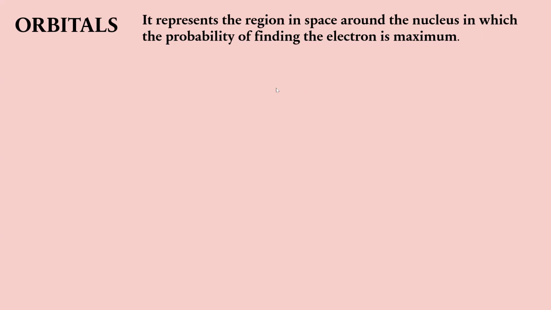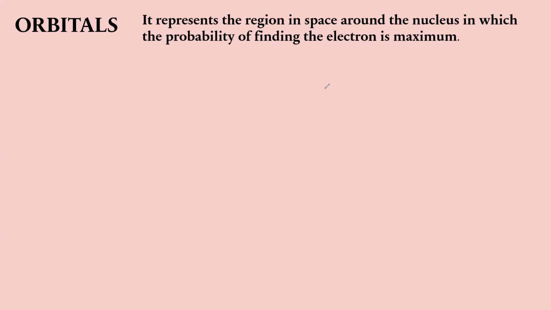An orbital represents a region around the nucleus in which the probability of finding the electron is maximum. An atomic orbital is a function describing the location of the electron in the atom, like where the electron is exactly present inside the atom, and that is represented by the orbital. I hope the concept of orbital is clear.